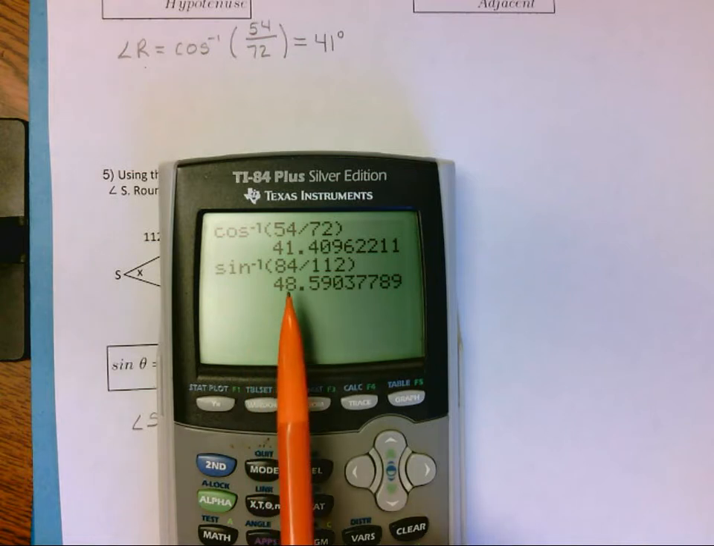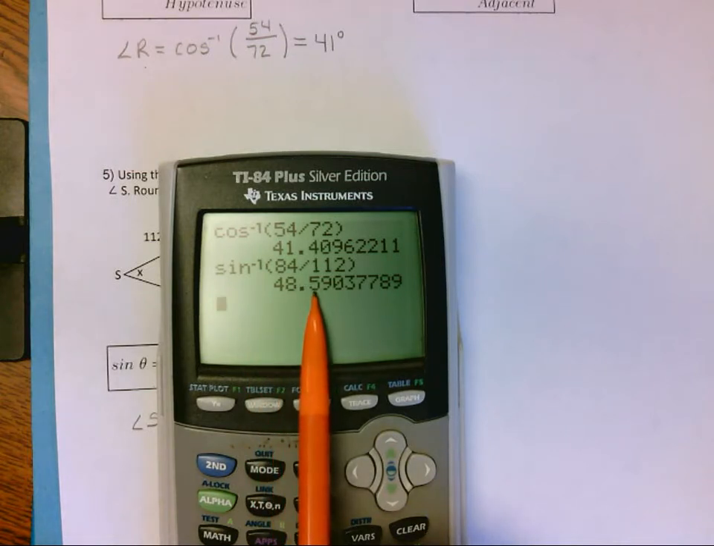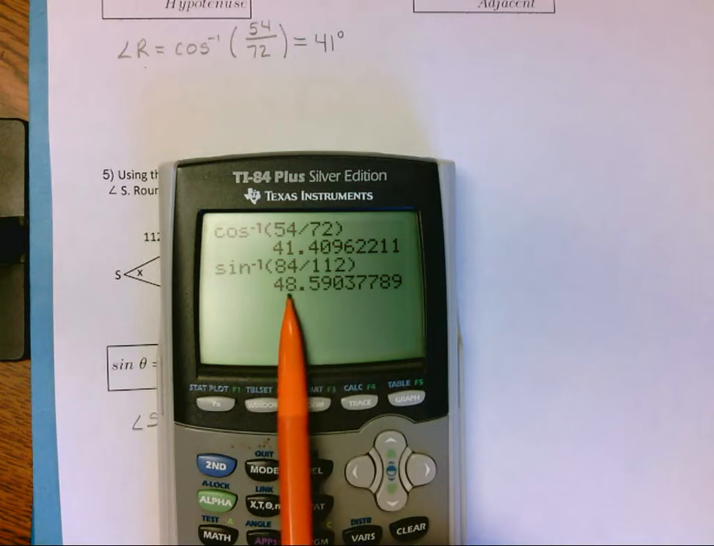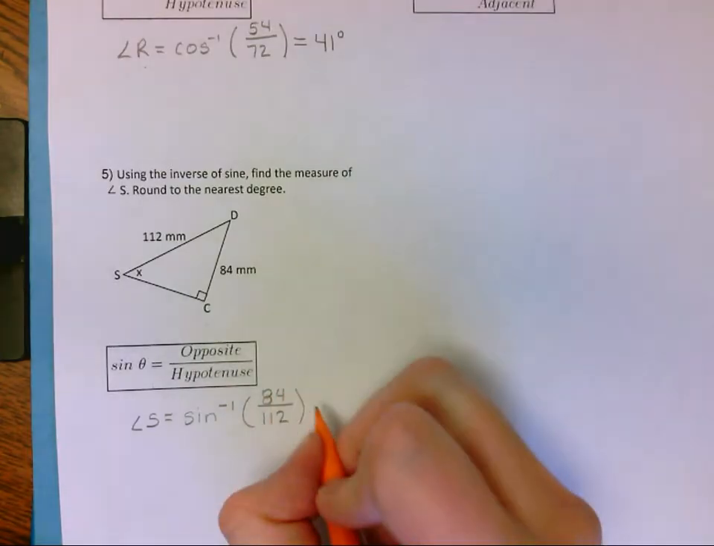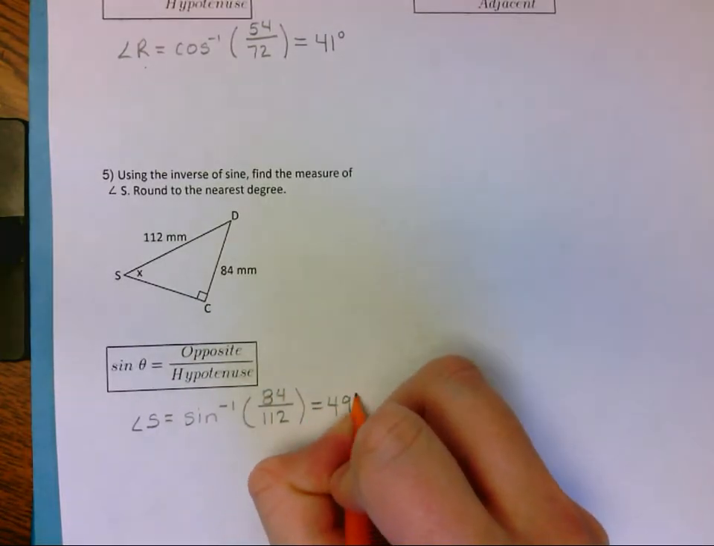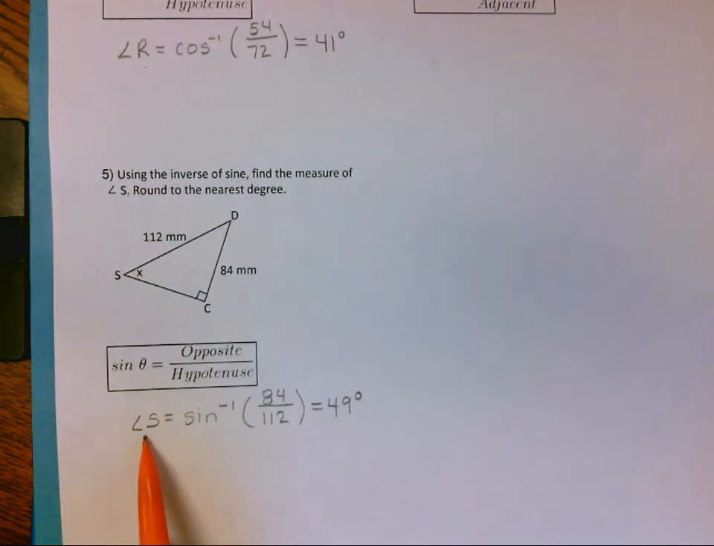Rounded to the nearest degree, so the nearest whole number, look one decimal behind. That 5 will make it round up to 49 degrees. So the measure of angle S is 49 degrees.